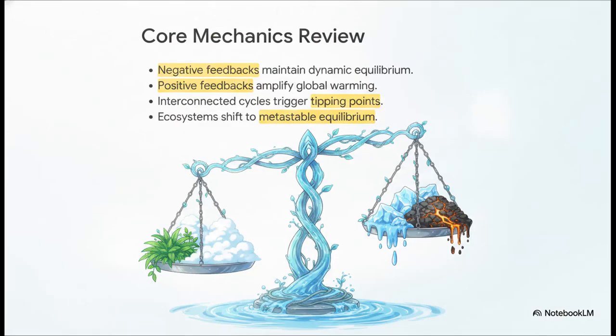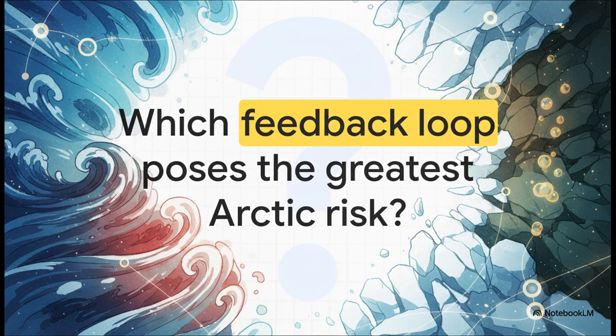So, to wrap up our rigorous journey today, let's quickly review the core mechanics. Dynamic equilibrium is the natural balance maintained by negative feedbacks, like our cloud cover and carbon fertilization. However, runaway positive feedbacks, like the loss of the ice albedo and the detonation of that permafrost methane time bomb, threaten to push our interconnected water and carbon cycles past dangerous tipping points. And if that happens, our ecosystems won't just struggle for a bit, they will irrevocably shift into a completely new, metastable equilibrium.